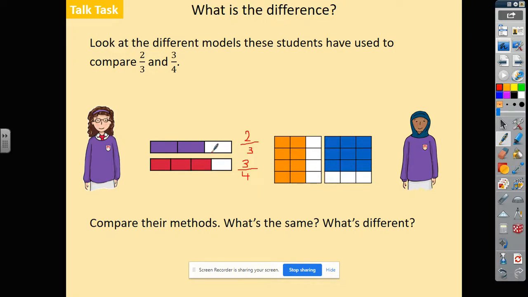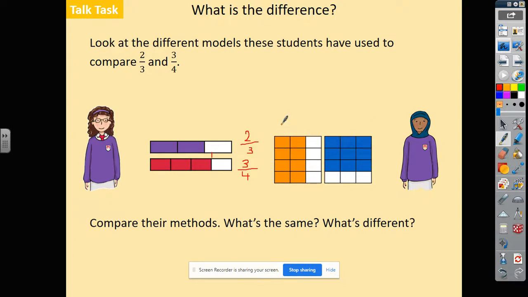Now we can see quite easily that the 3/4 was bigger. So we could say that 3/4 is bigger than 2/3, which is great. But then you'll see this model over here is a little bit different.